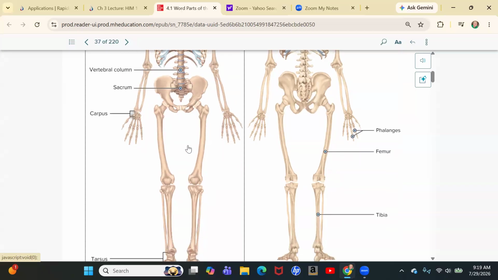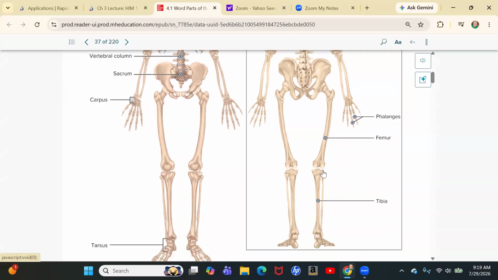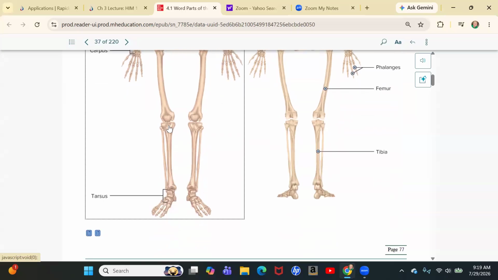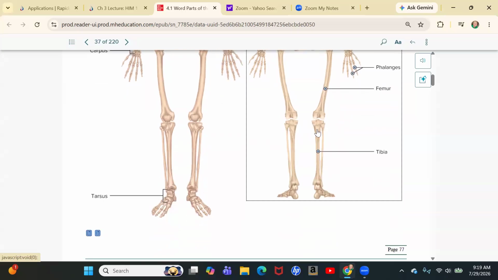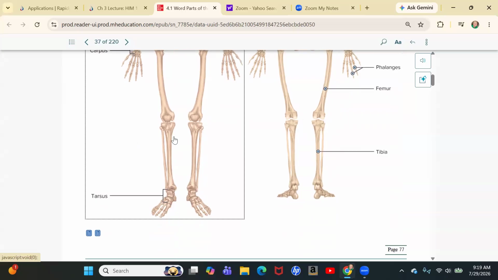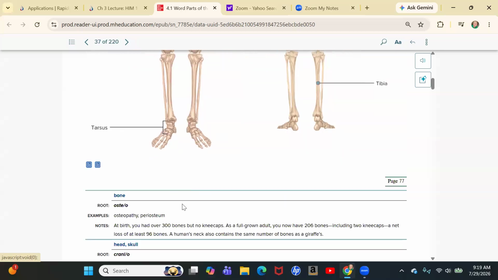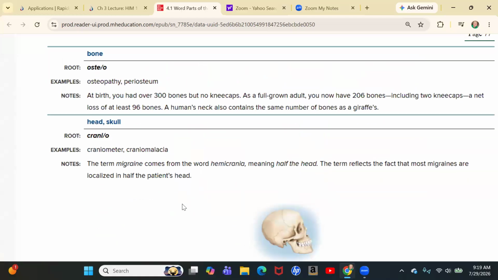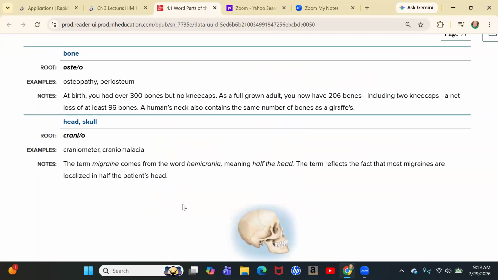area, pelvic symphysis here, your femur, your carpals, metacarpals, phalanges, and then the patellar region here, anterior, posterior patella, your tibia, fibula, and of course your tarsals, metatarsals, phalanges of the feet. Okay. So you're going to be referring back to that quite frequently.